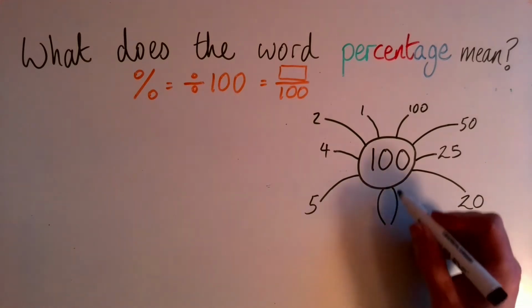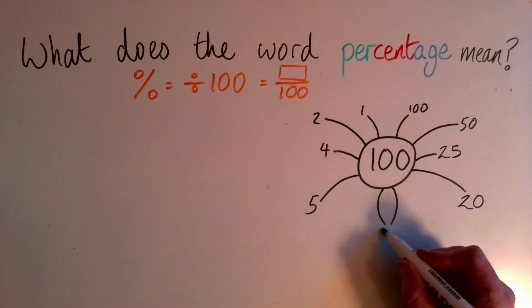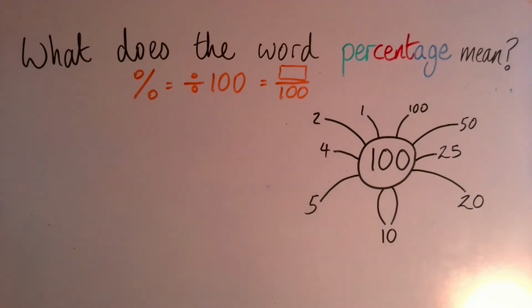But I've got 2 legs coming together here, because 10 times 10 makes 100, which is the reason that 10% is 1/10, and we can divide by 10 to find 10%. So we're going to be using these to help us out.